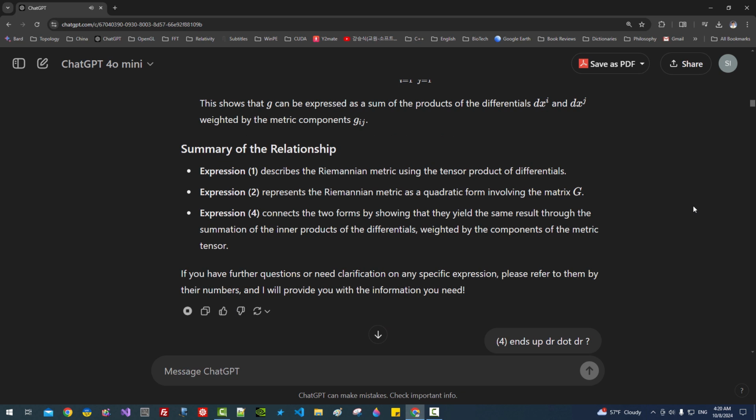Summary of the relationship. Expression 1 describes the Riemannian metric using the tensor product of differentials. Expression 2 represents the Riemannian metric as a quadratic form involving the matrix G. Expression 4 connects the two forms by showing that they yield the same result through the summation of the products of the differentials, weighted by the components of the metric tensor.